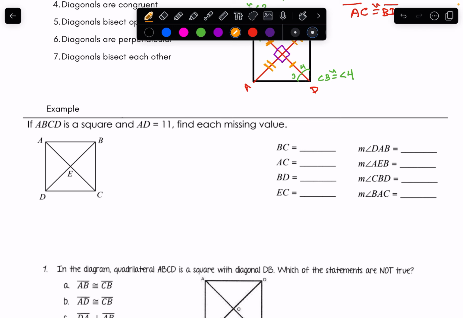So if ABCD is a square and AD is equal to 11, find each missing value. So let's go through and take it piece by piece. So AD is 11. So this is one of your sides of the square, so therefore you know that all three of the other sides must also be 11. So BC is also 11. They don't ask for AB or CD, so that's what I have so far.